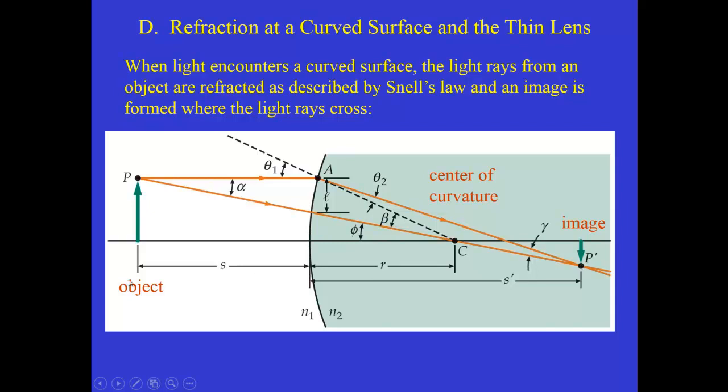And so we define an object, which we usually use an upright arrow to indicate, and then an image, which is another arrow. It could be larger, it could be smaller, depending on what the focal length of the lens is and where the object is located.